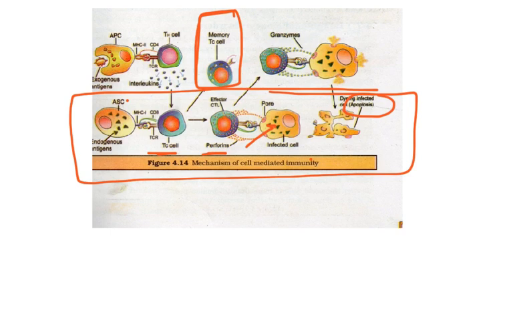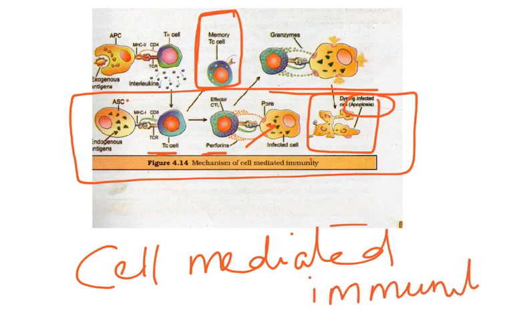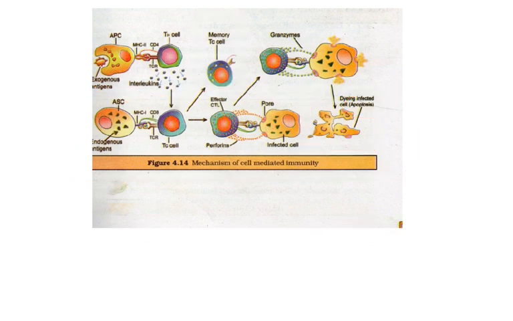Caspases are going to promote a process we call apoptosis, programmed cell death. The apoptosis makes the cell die by itself. We call such kind of immunity with the help of T cytotoxic cells cell-mediated immunity. Okay, let us see another type of cell-mediated immunity.